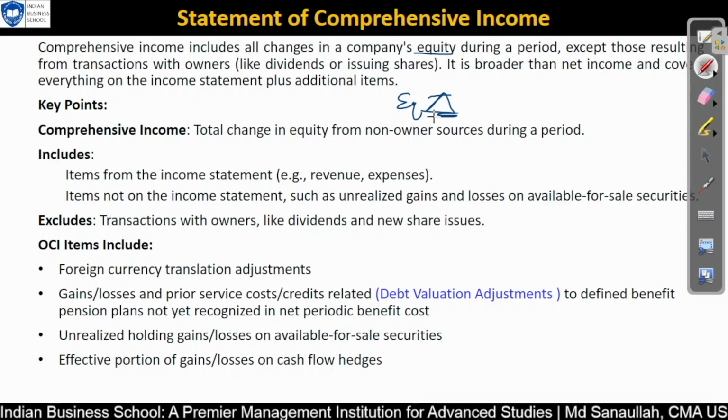whatever changes are happening during the period, or between two periods, from 1st January to 31st December. Whatever changes have happened between these two periods will come here, resulting from transactions with owners. Like if you are issuing shares or repurchasing shares, all those things will come here. It is broader than net income, because net income will end after the tax.